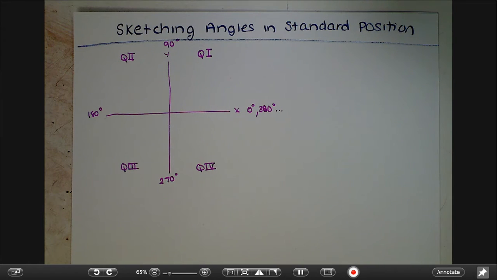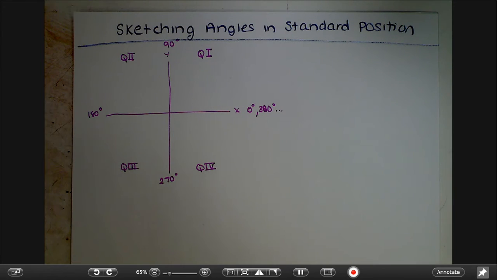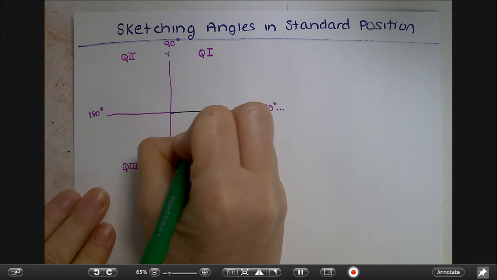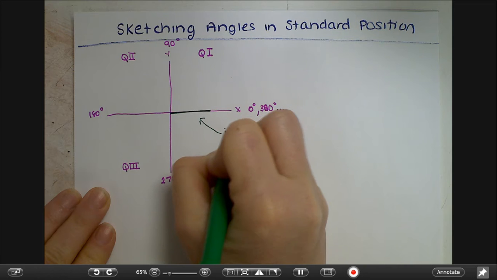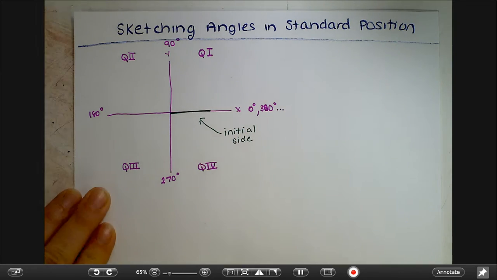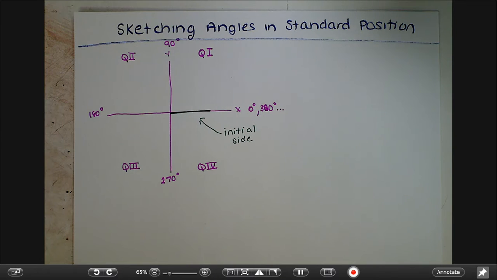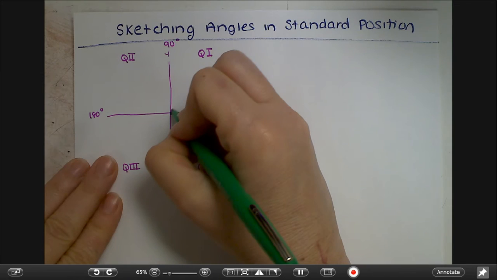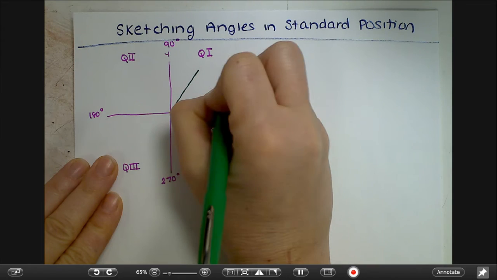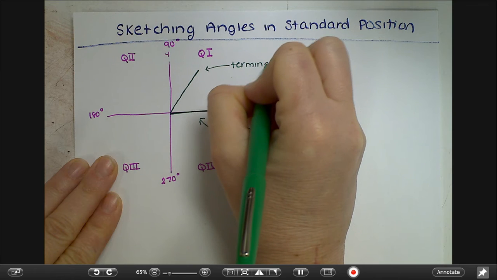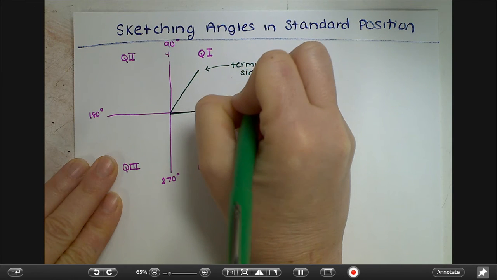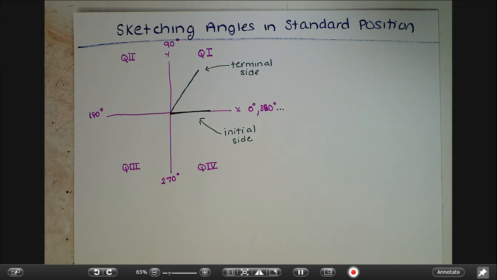All right, so we're going to be sketching angles on this coordinate plane. We always start our angles from the positive x-axis. That beginning is called the initial side. And they're going to end somewhere. I'm just going to draw a random ending here. And that is called the terminal side. So just some vocabulary that you might need.